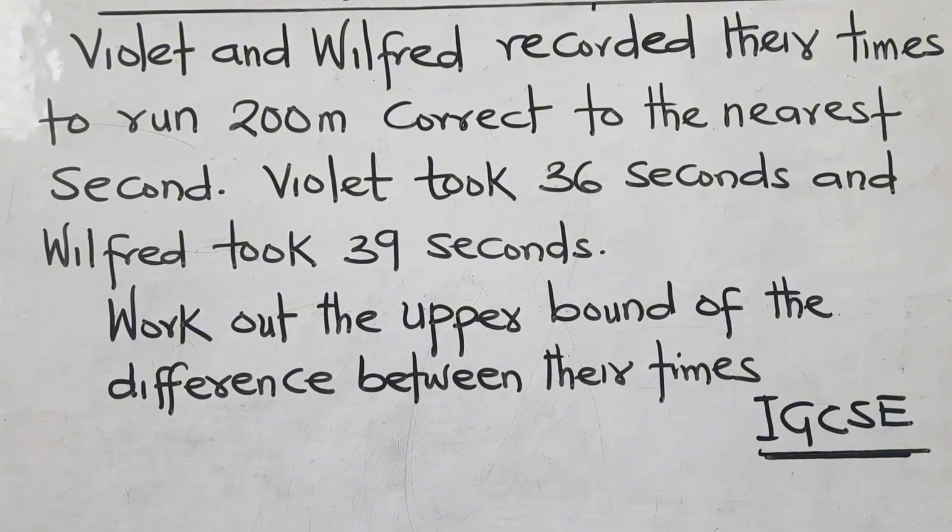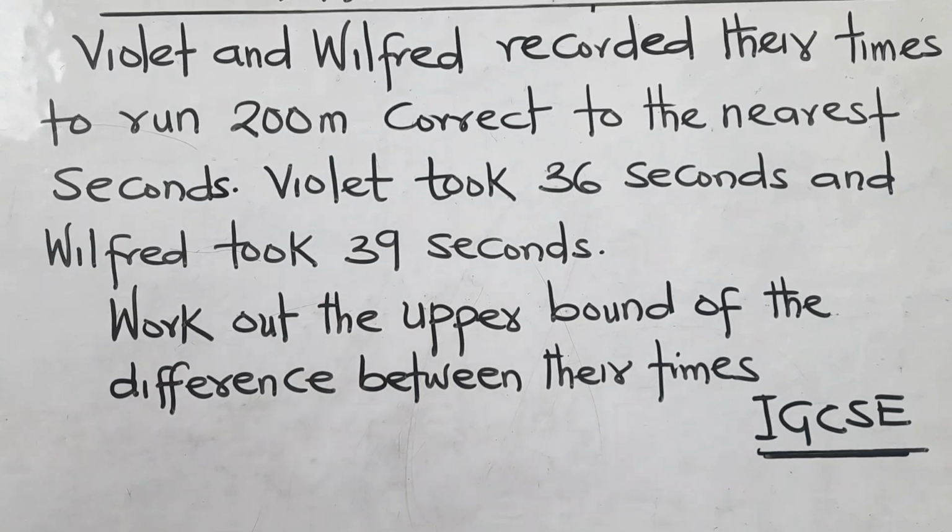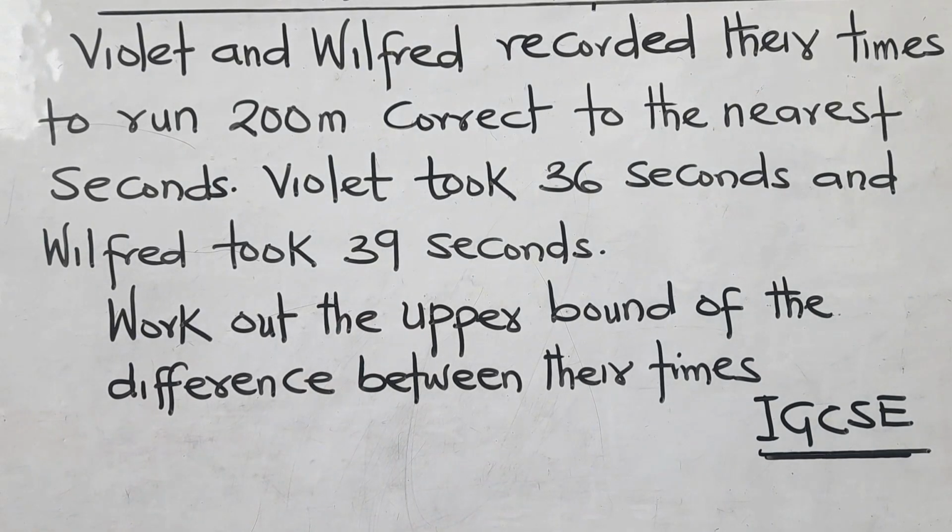Okay, look at this question, an IGCSE question on bounds now. Violet and Wilfred recorded their times to run 200 meters, correct to the nearest second. Violet took 36 seconds and Wilfred took 39 seconds. Work out the upper bound of the difference between their times.